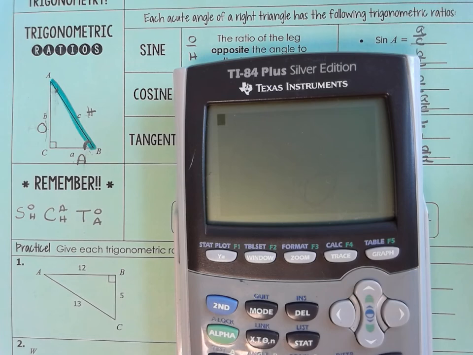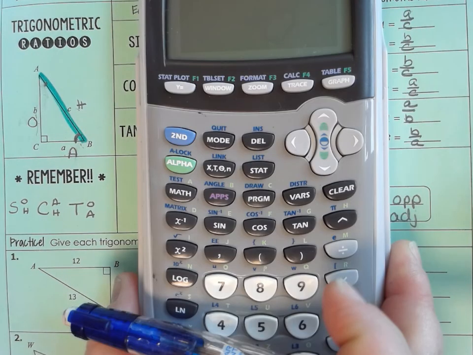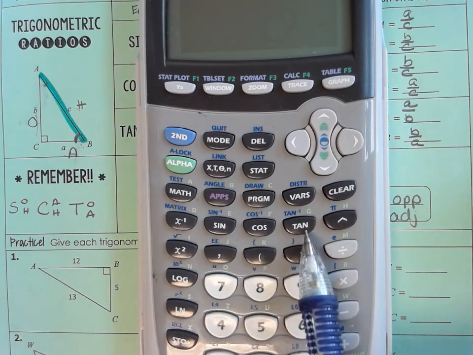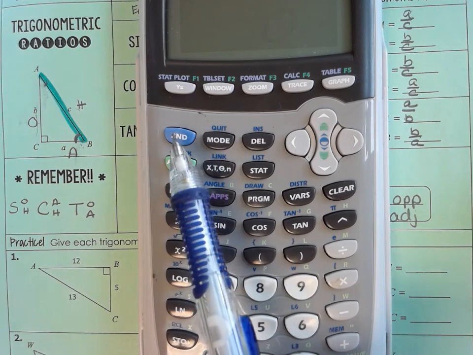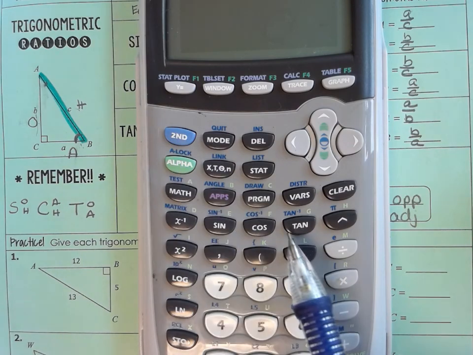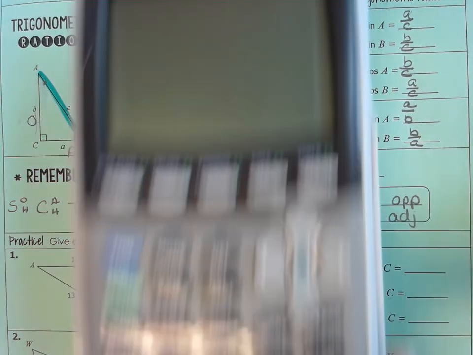Okay? Now, way back in the day, we had a book where we'd look up these trig ratios. Luckily, you guys have a calculator, which is nice. And we're going to use these buttons right here: sine, cosine, and tangent. And then to get the angles, we're going to use second sine, second cosine, and second tangent. Okay? So first we're going to solve for unknown sides.